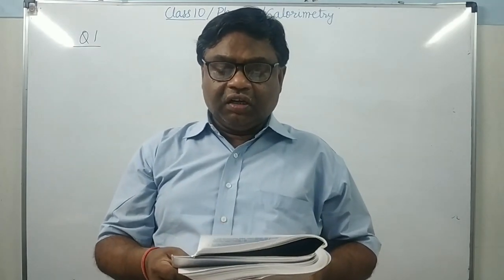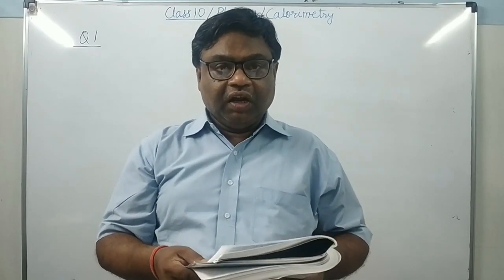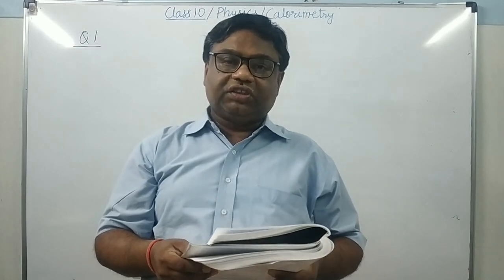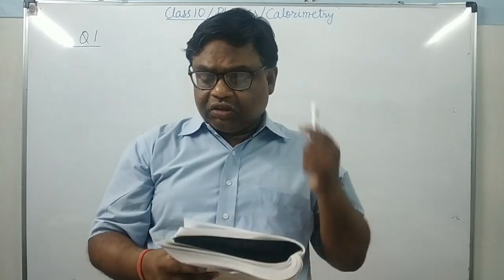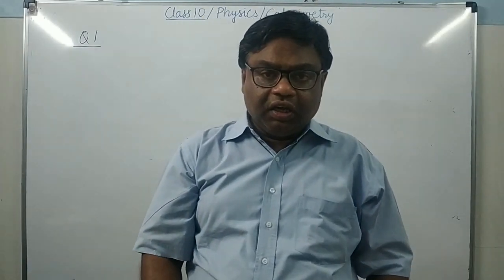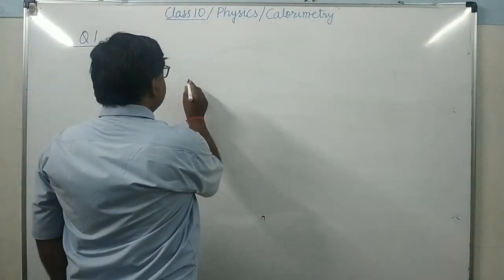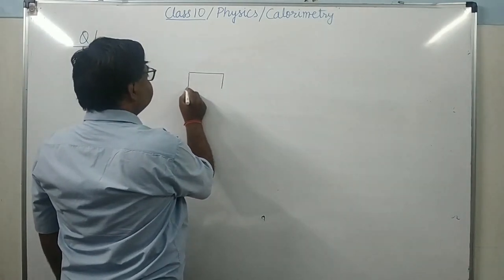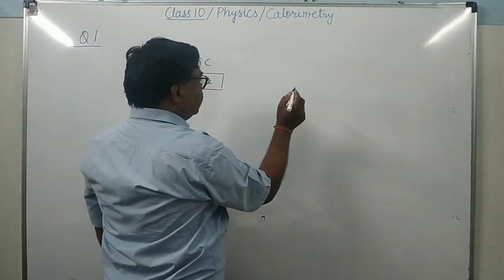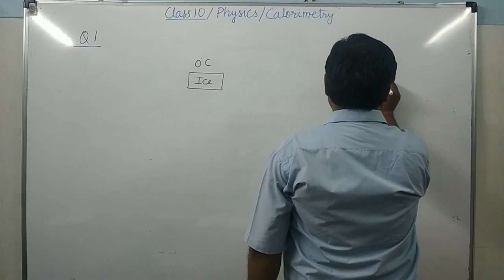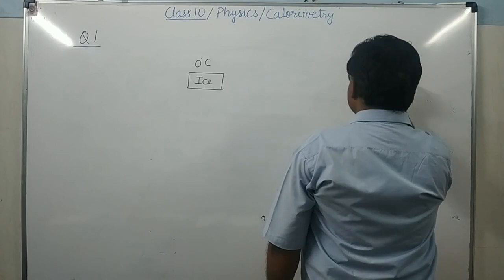SHC of water is 4200 joule per kg per Kelvin, and in degree Celsius also it will have the same value, 4200 joule per kg per degree Celsius. So see here, in the beginning it is ice at 0 degree Celsius and it has to change into water at 50 degree Celsius.